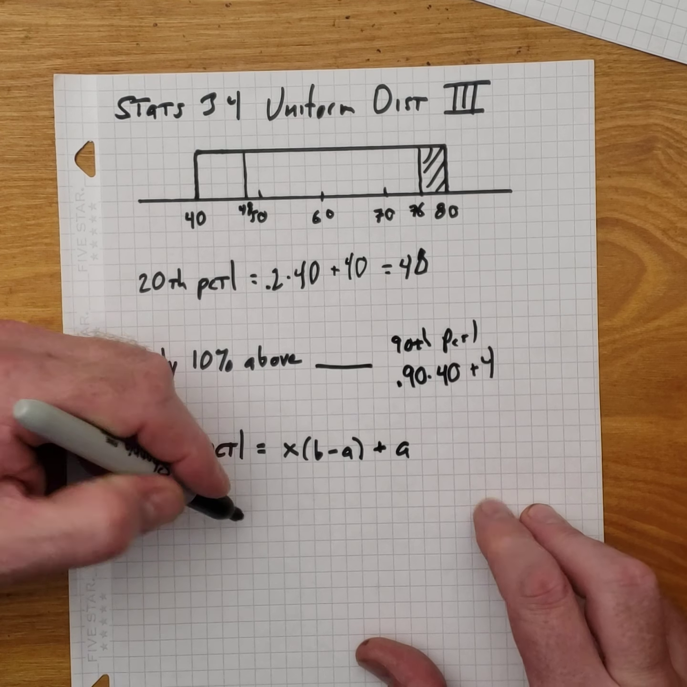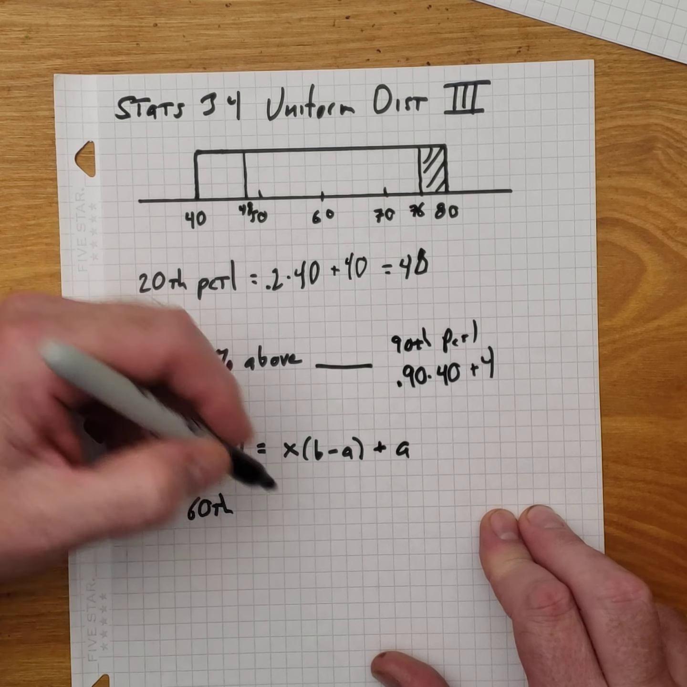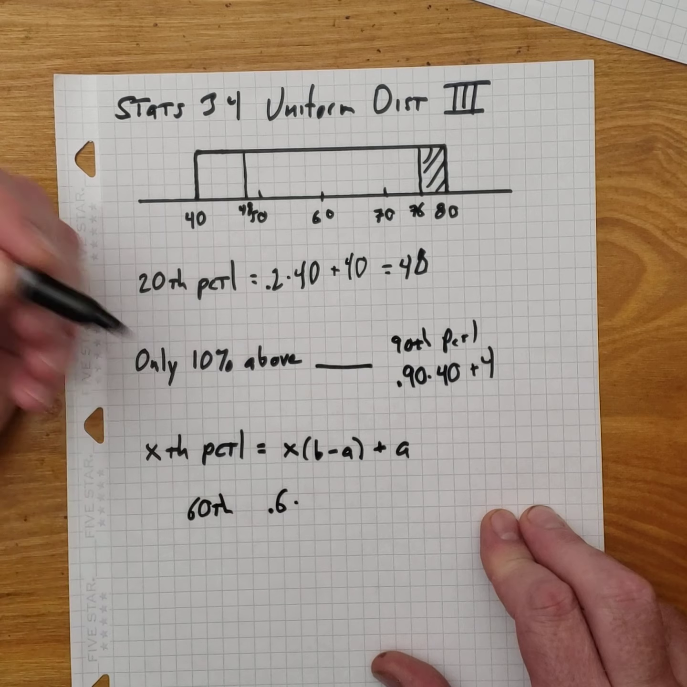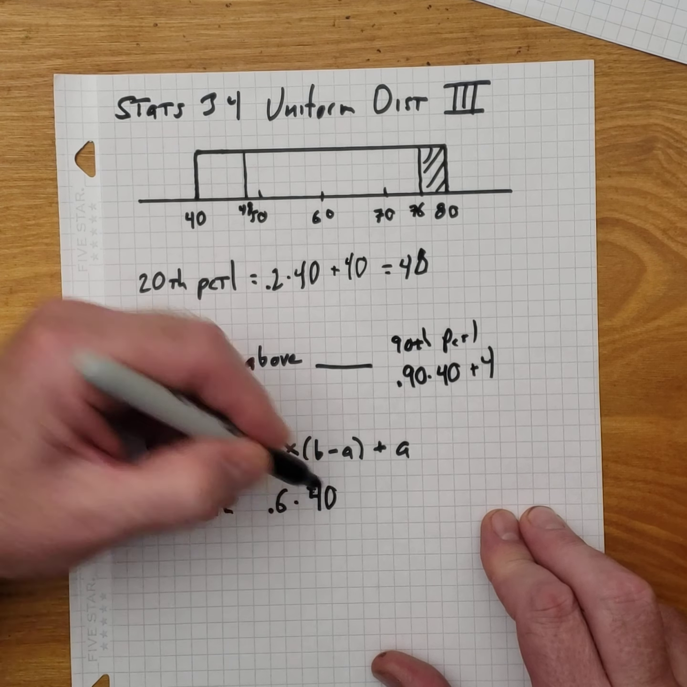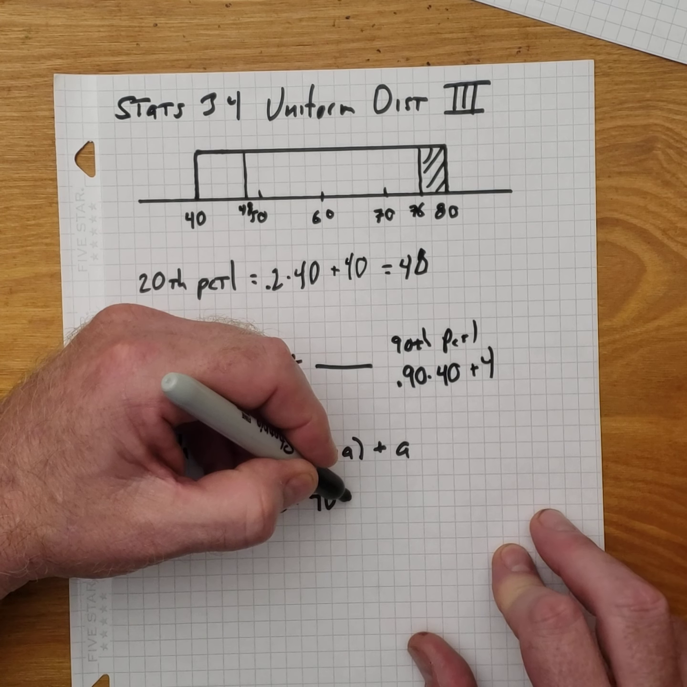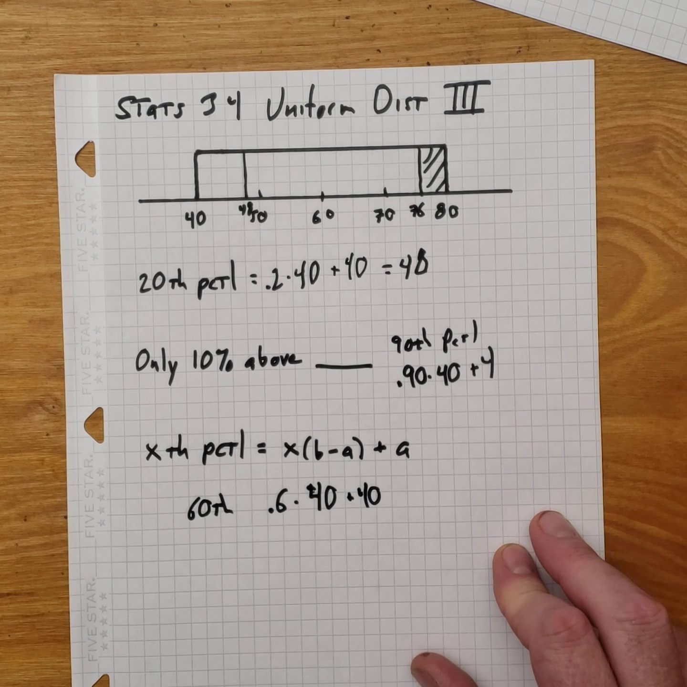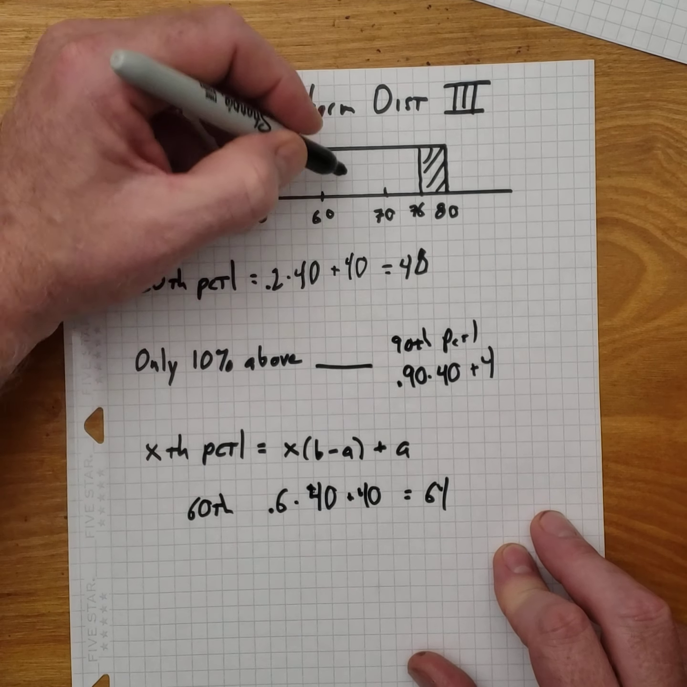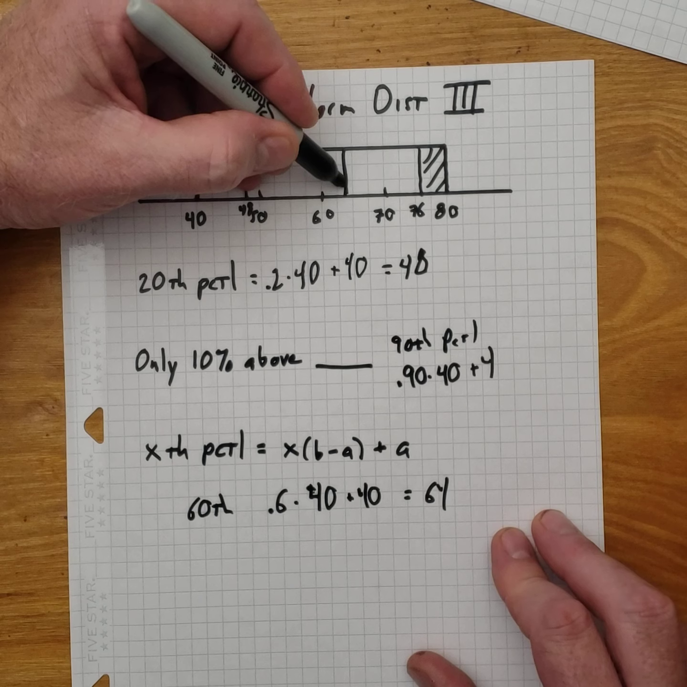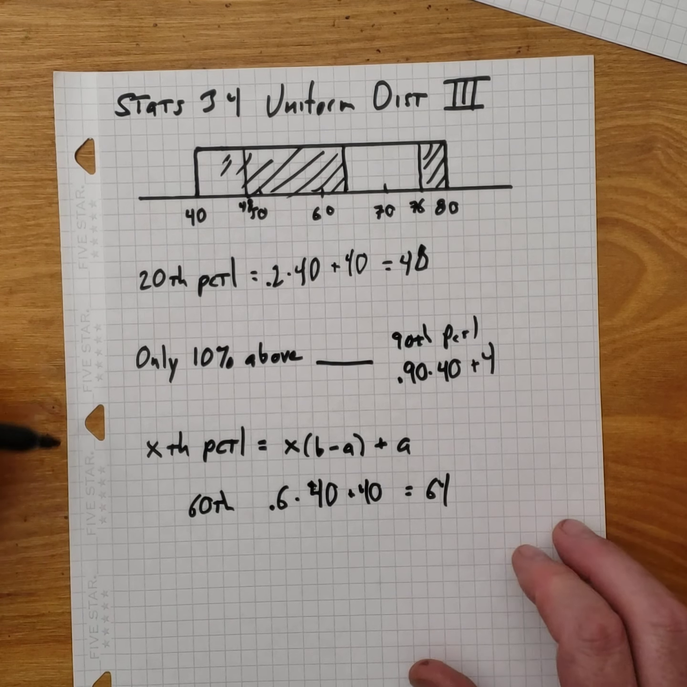Let's do one more. Let's do the 60th percentile. That's going to be 0.6 for 60% times 40, because that's the length of the rectangle. And then we'll add that to 40. 0.6 times 40 is 24. 24 plus 40 is 64. So 60% of the population falls below 64, and that seems about right. A little bit more than half, but not by too much.